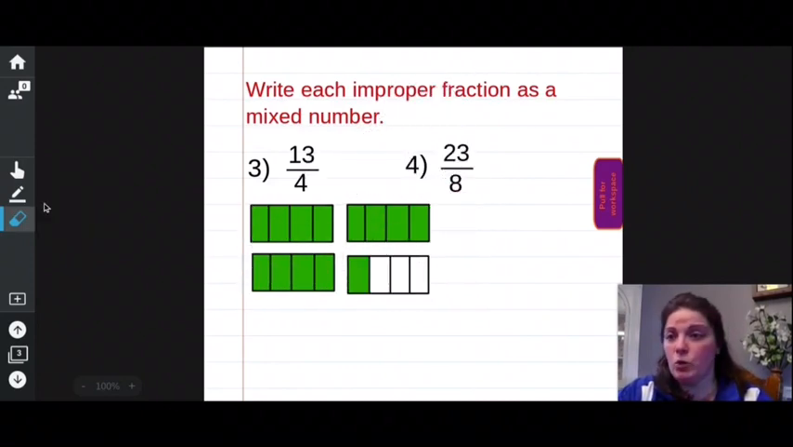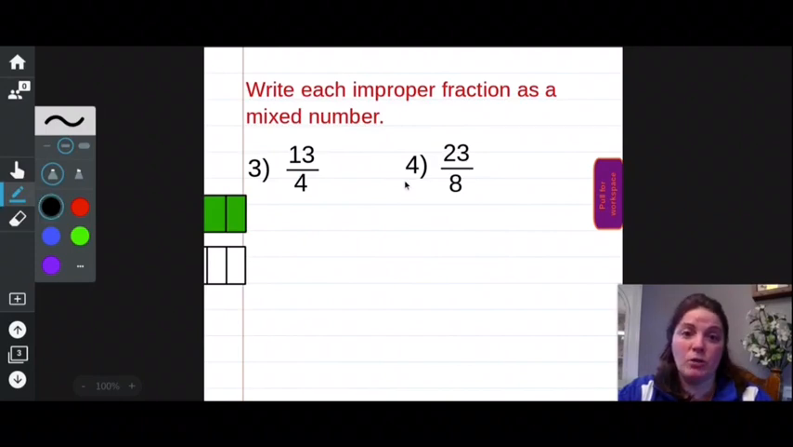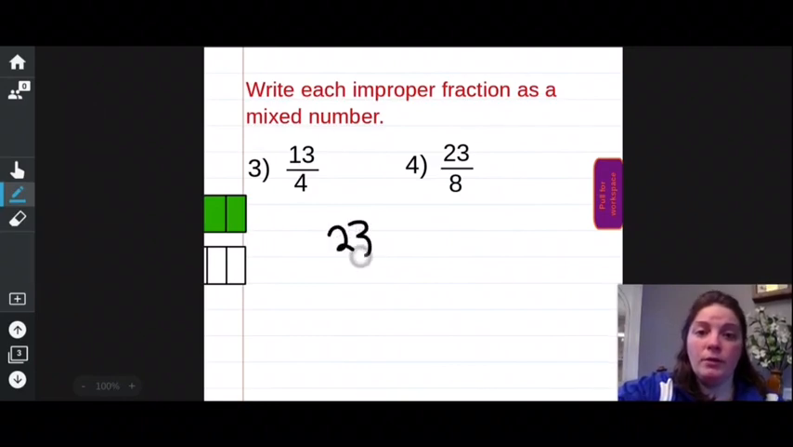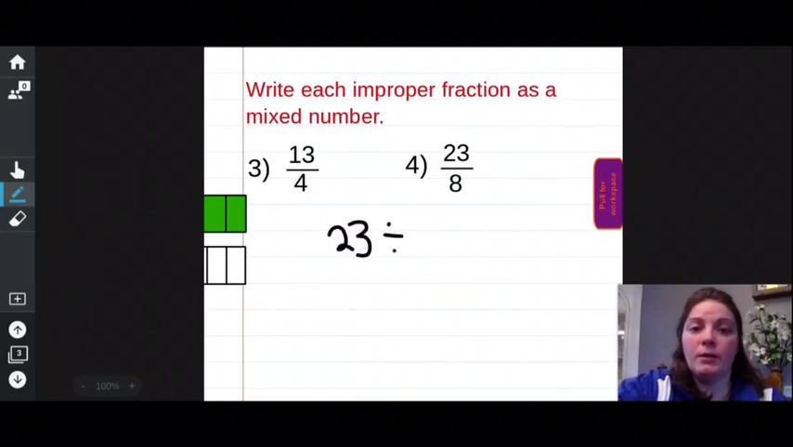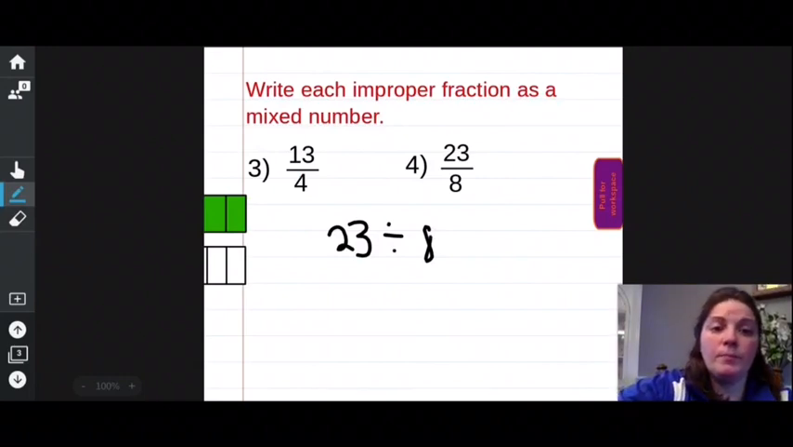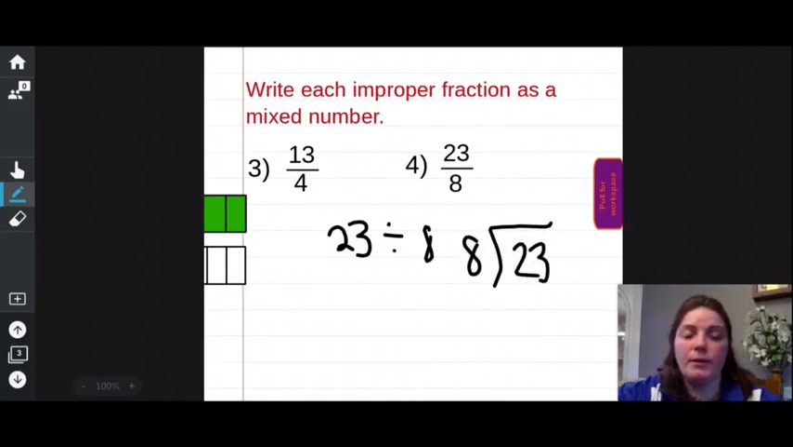Let's take a look at 23/8. This is really just a division problem. If you remember from previous chapters, fractions are division problems. So this is the same thing as saying 23 divided by 8. So you could do this as a long division problem. How many 8s can you pull from 23?